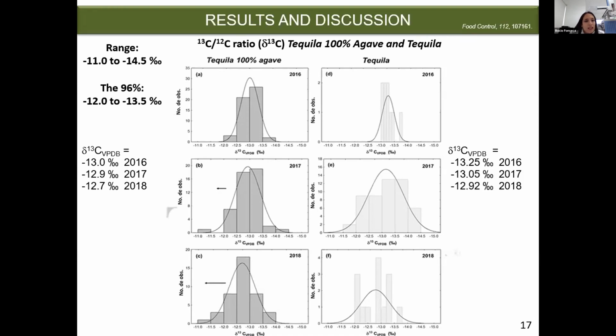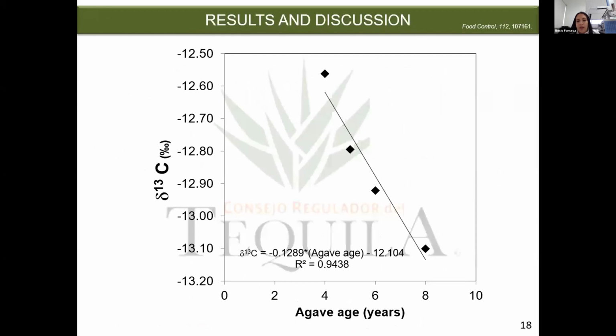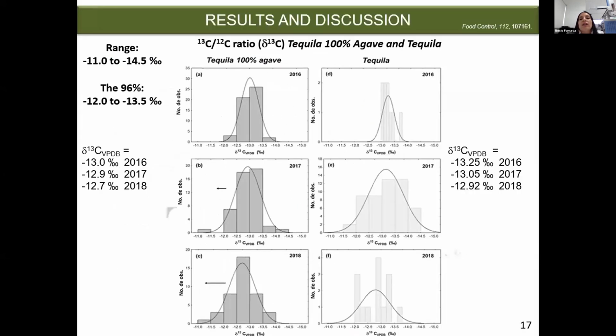Now, in these results, you can see displacements to more positive values of carbon-13 in 2017 and 2018 in two categories that we analyzed. This is according to the information provided by the producers. They give us all the information. They used younger plants in these two years.